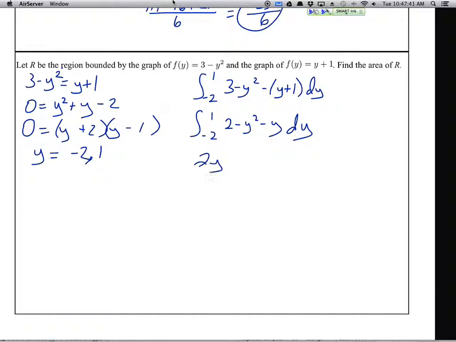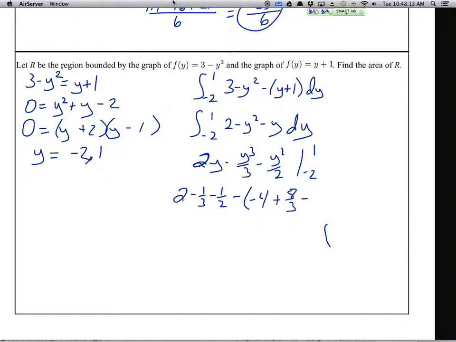Integrate, we get 2y minus y cubed over 3 minus y squared over 2, from negative 2 to 1. Plug in 1, so it's going to be 2 minus 1/3 minus 1/2. Plug in negative 2, that's negative 4 plus 8/3 minus 2.